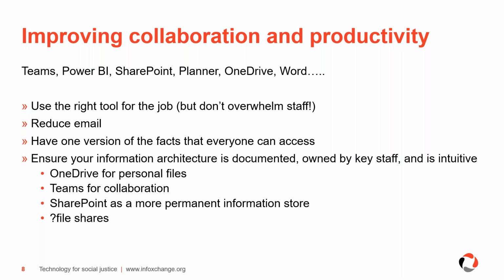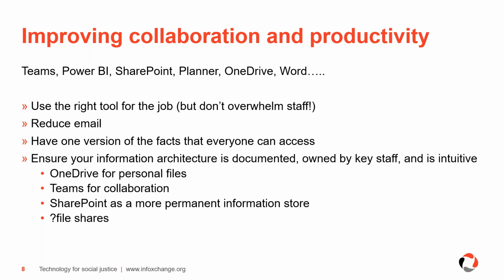So that intuitiveness is critical when we're designing an information architecture for organizations, and it needs to be designed around existing org structure and existing business priorities. OneDrive for personal files, Teams for collaboration, SharePoint as a more permanent information store. There's some of the principles that we start with.